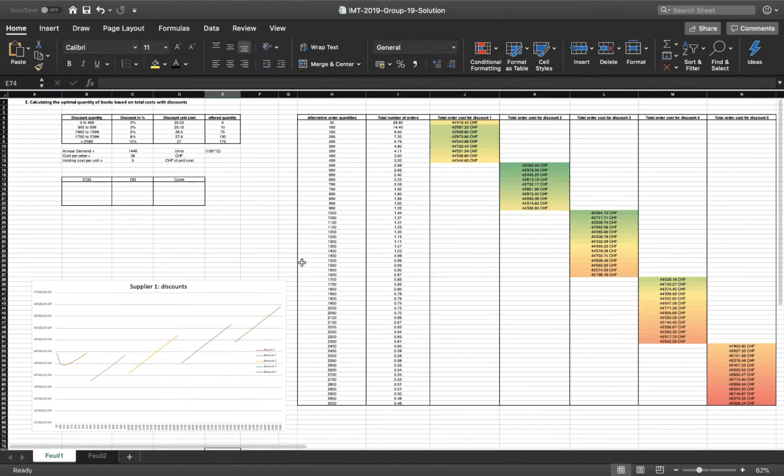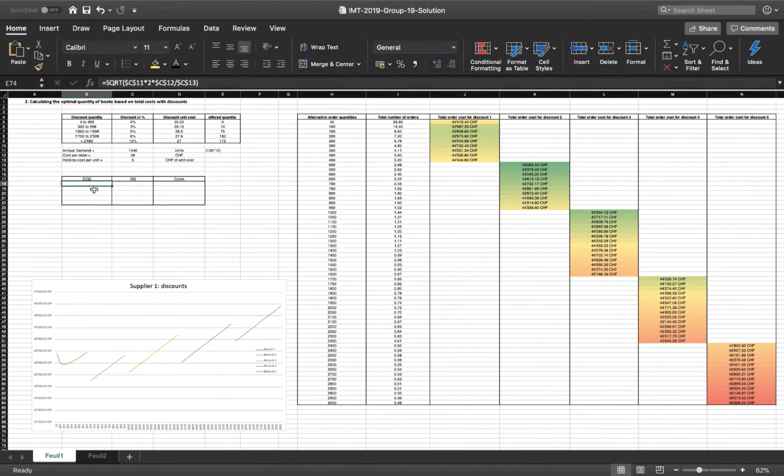Mr. Schmidt double-checked this result by calculating the economic order quantity in this table here. When it doesn't fall within the discount range, he adjusts it to the closest bound to see the lowest total cost. For example, the economic order quantity is 148 here. The closest value is 500. This year, Mr. Schmidt will target the quantity of 500 books per order to maximize his profit.